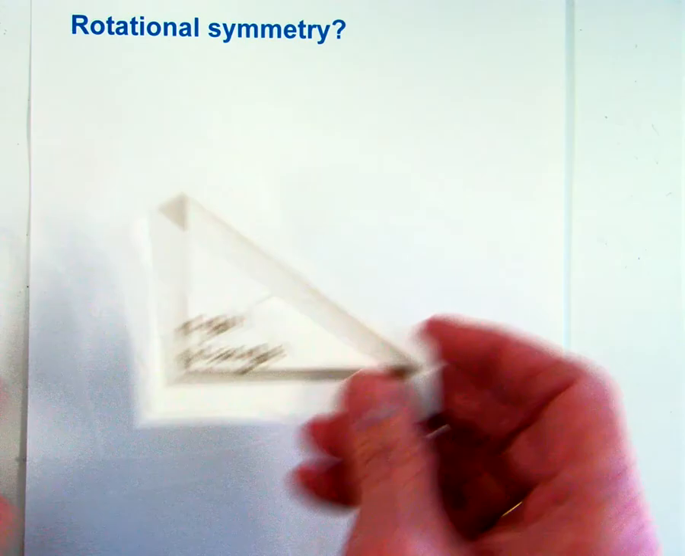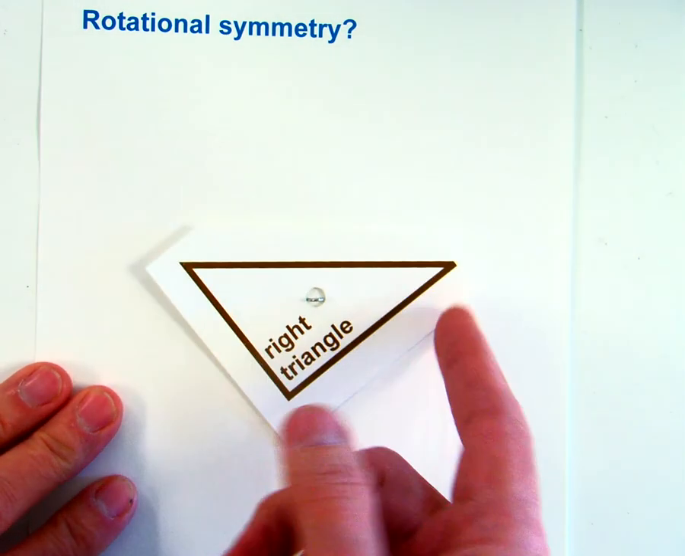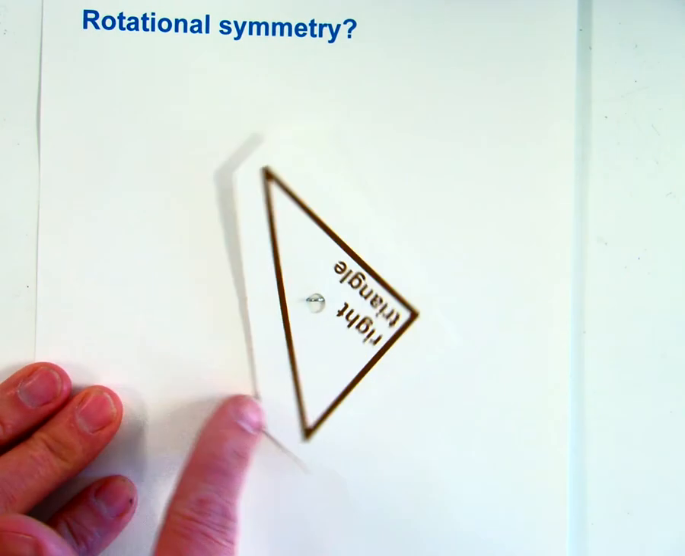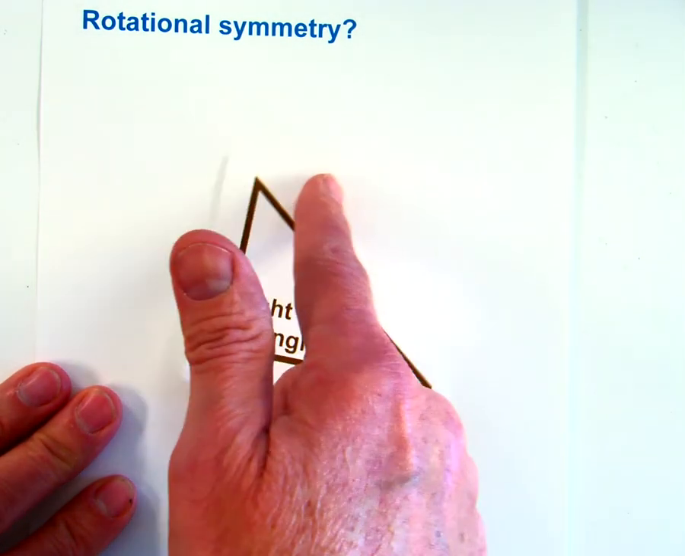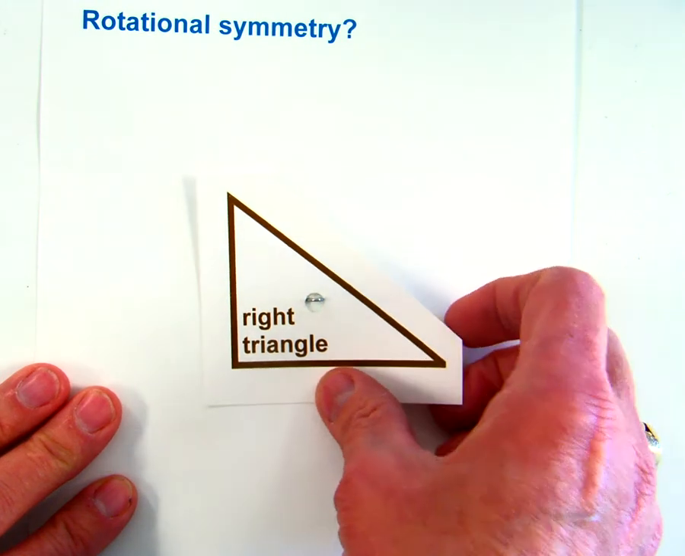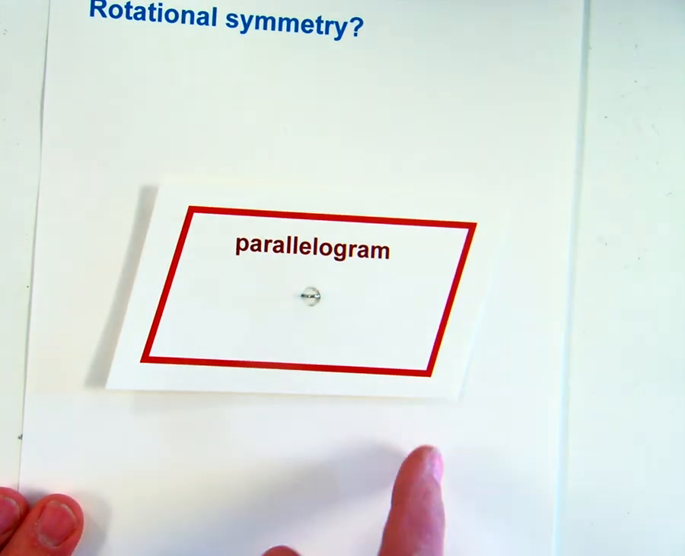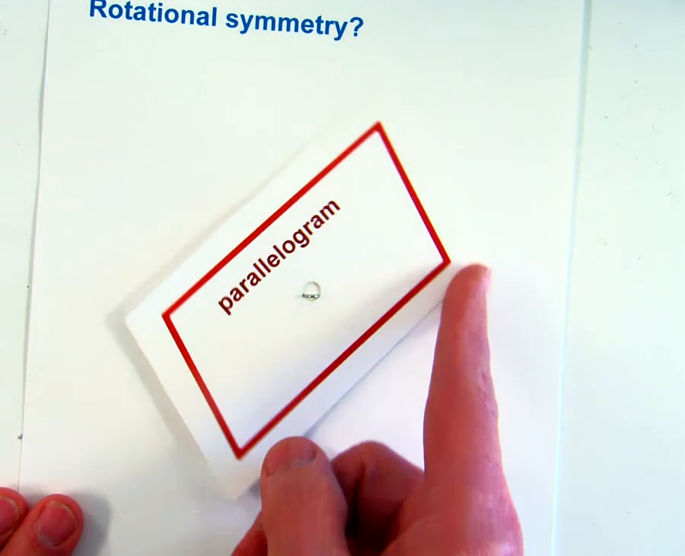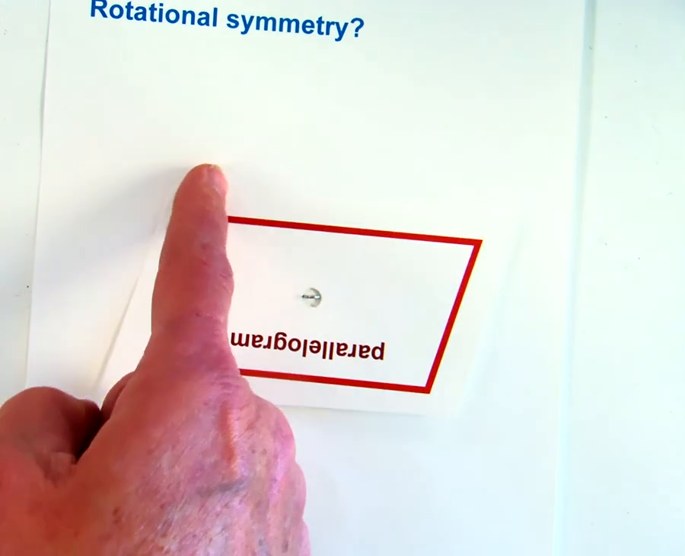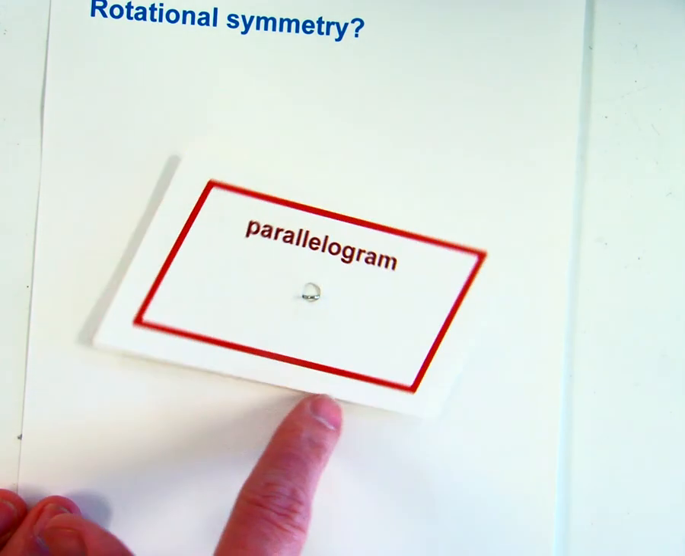All right, what about the right triangle? How will it be? Oh my, if I start rotating it, I still have a right triangle, but it doesn't look the same. It's not oriented the same unless it's in its original position, so we say there is no rotational symmetry. How about this parallelogram? Is it going to look like that again? It doesn't, it doesn't, it doesn't. It does at 180 degrees. And I think you can see that that's the only point of rotational symmetry.